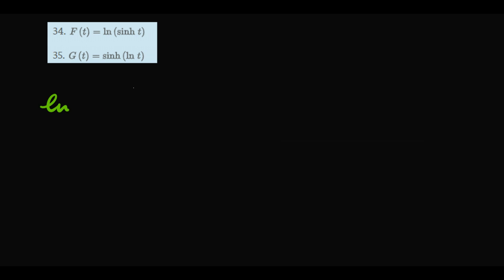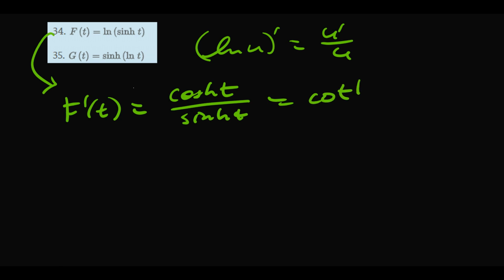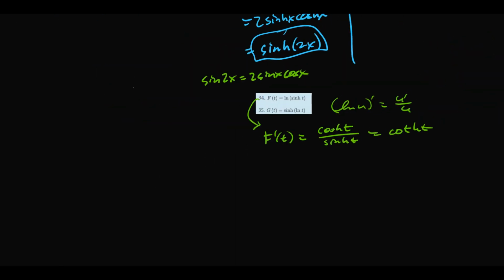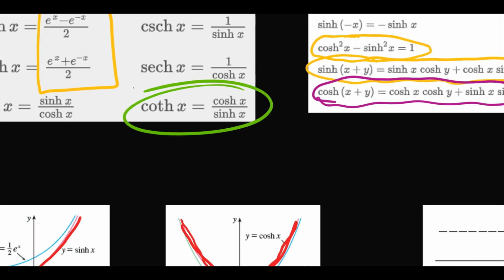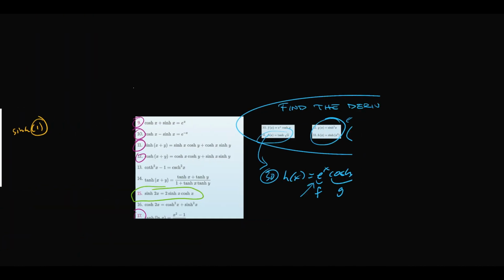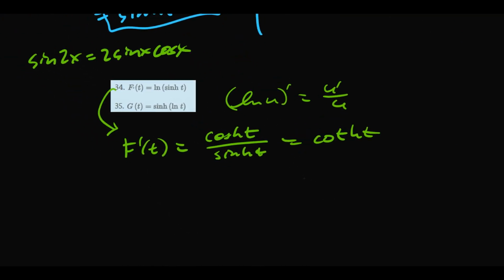So what we can do, though, is when we take the derivative of 34, so it's f prime of t. Remember, natural log of u, when you take the derivative of it, it's u prime over u. So we'll take the derivative of the inside, which is hyperbolic cosine of t, over hyperbolic sine of t. And then this is hyperbolic cotangent of t. I think that was one of the rules, right? Let's go back and review this. Yes, there it is. All right, so now we're going to look at the other one real quick.